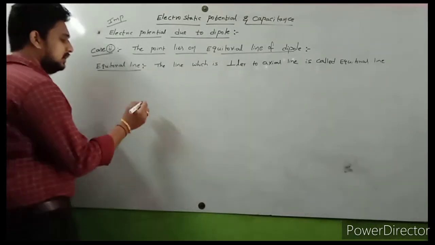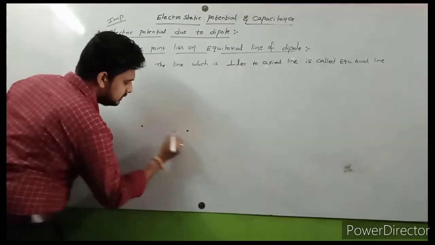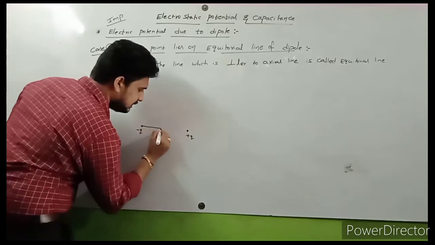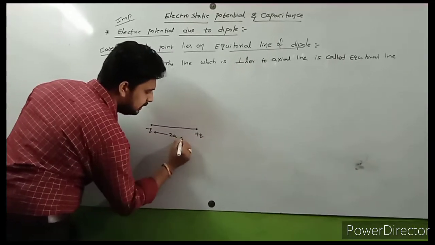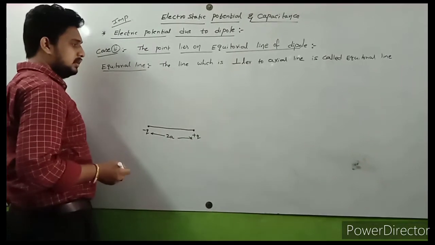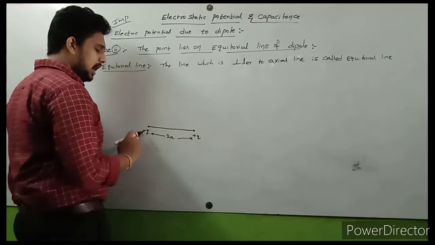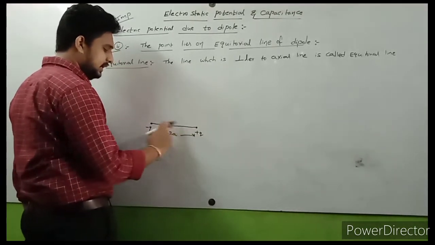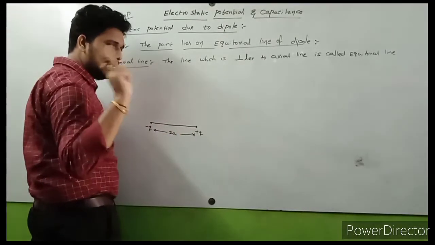Now observe carefully. Here I consider two charges, minus q and plus q. They are separated by some distance. That distance is called dipole distance, 2a. Now this is the axis of dipole. Am I right? Identical charges q and q, opposite sign, minus and plus, separated by some distance is called a dipole.